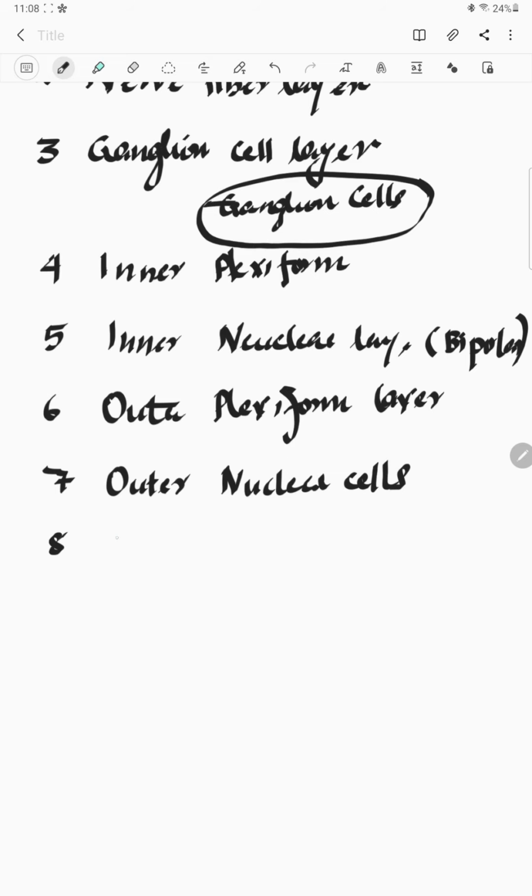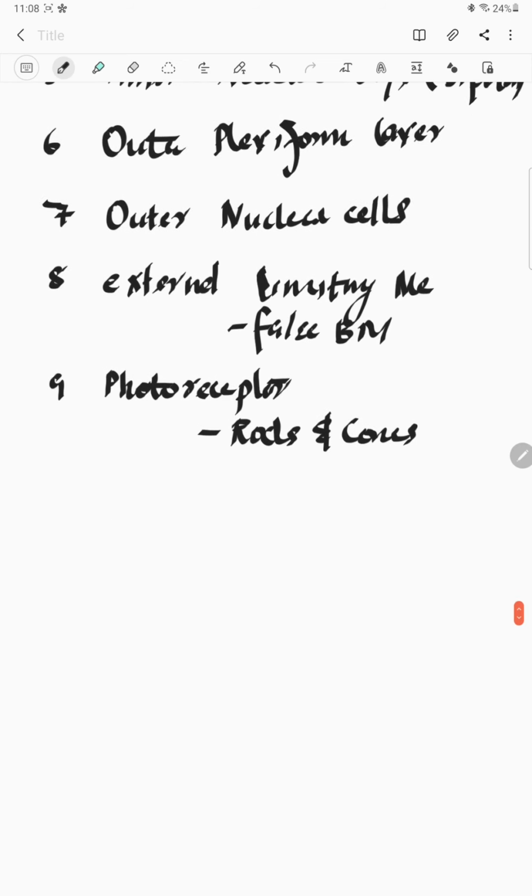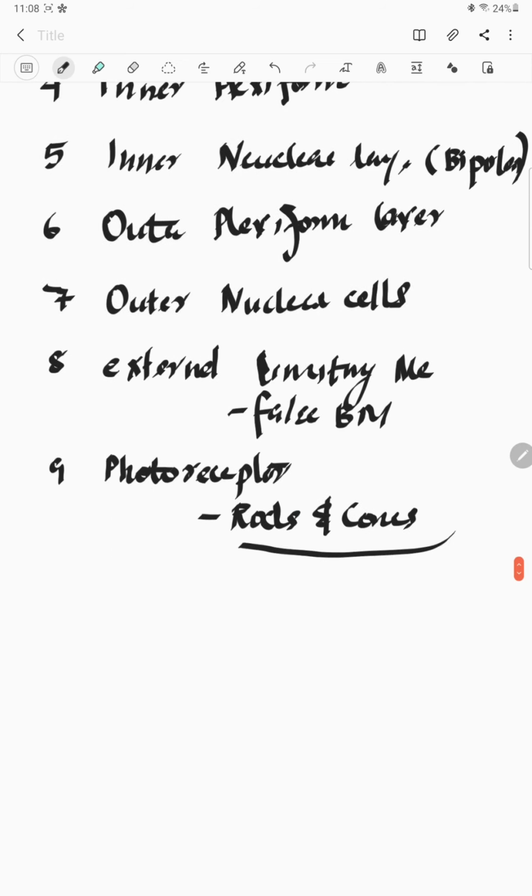Then eighth layer is the small letter E, that is the external limiting membrane. This is a false basement membrane. Then the ninth layer is the photoreceptor. The photoreceptor consists of rods and cones. Actually, the nucleus of these rods and cones are in the outer nuclear cells. So, outer plexiform layer is a synapse between bipolar cells and rods and cones.